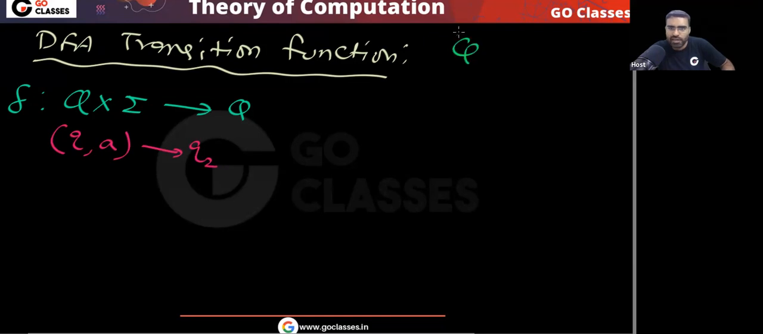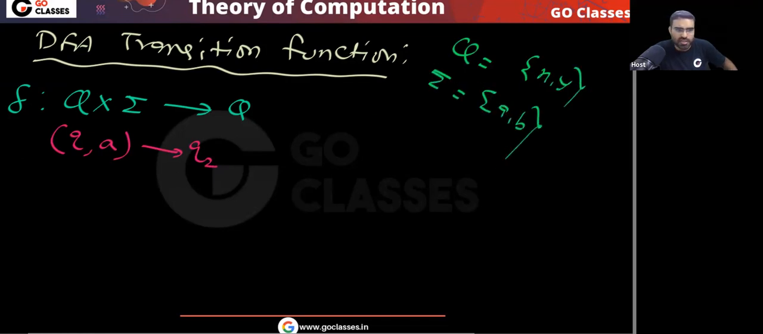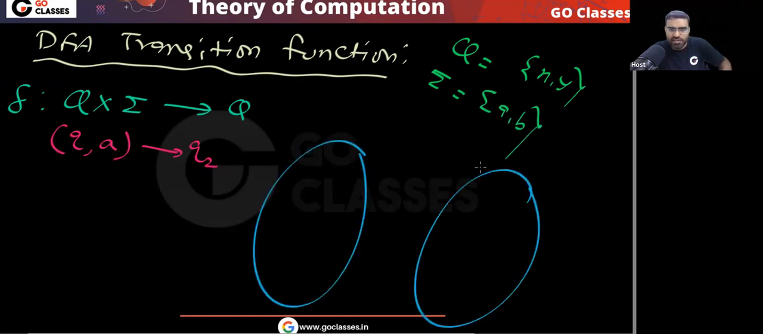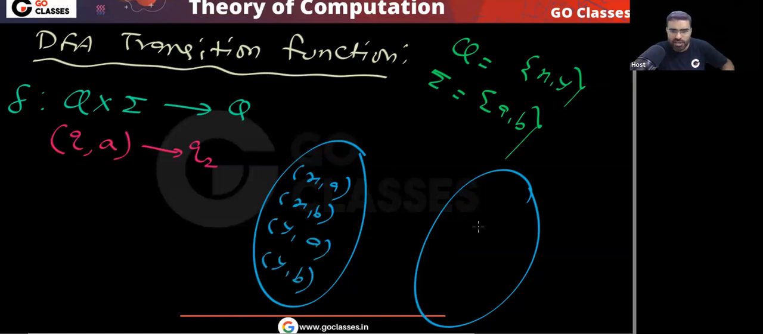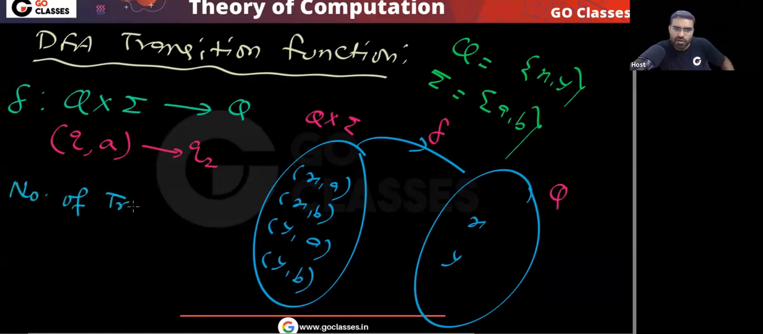Now you tell me, Q is x comma y, your set of states. Your alphabet is a comma b. So tell me how many transition functions you can create. Here you have x comma a, x comma b, y comma a, y comma b. From this set to this set, how many transition functions can I create? This is your Q cross sigma, and this is your Q. So what is the number of transition functions?